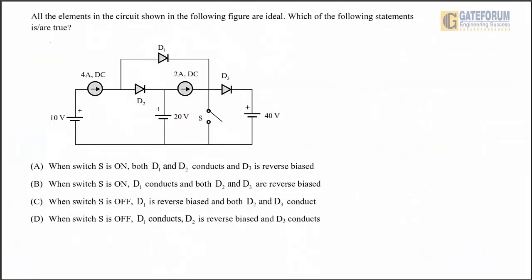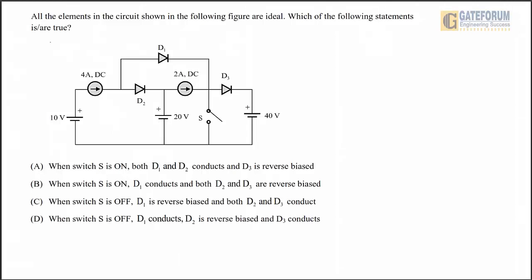So the question here is: all the elements in the circuit shown in the following figure are ideal. Which of the following statements is or are true? Option A. When switch S is on, both D1 and D2 conduct and D3 is reverse biased. Option B. When switch S is on, D1 conducts and both D2 and D3 are reverse biased. Option C. When switch S is off, D1 is reverse biased and both D2 and D3 conduct. Option D. When switch S is off, D1 conducts, D2 is reverse biased and D3 conducts.